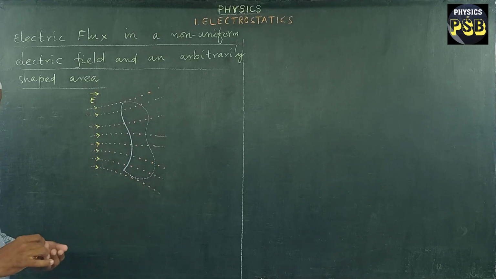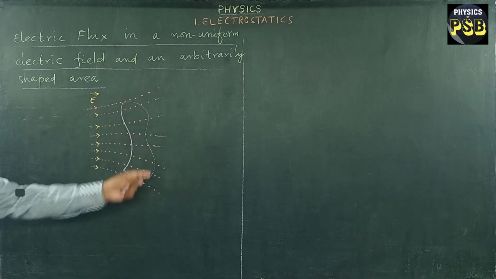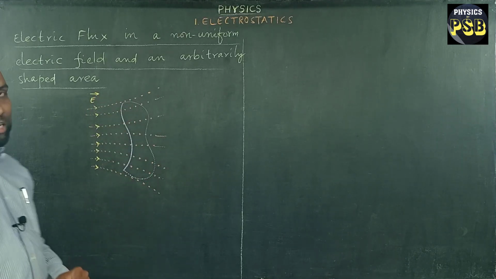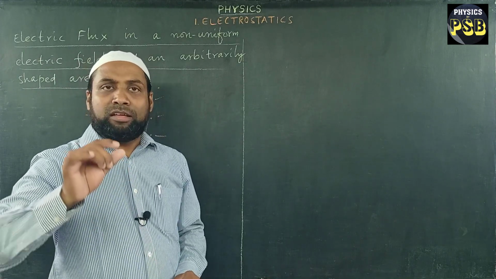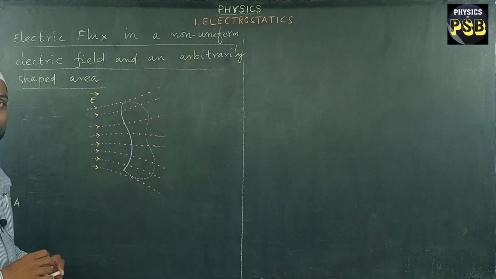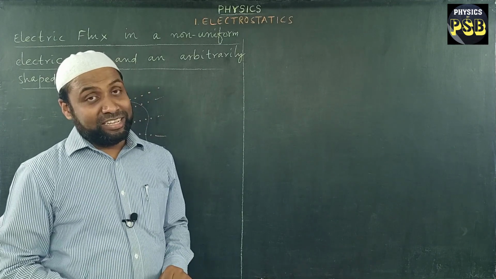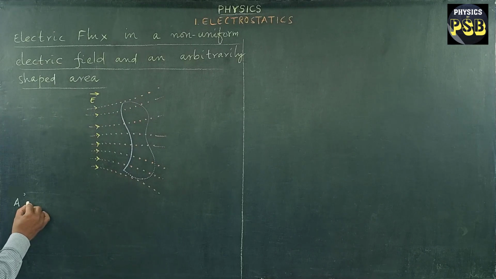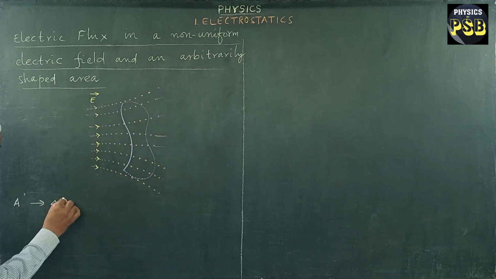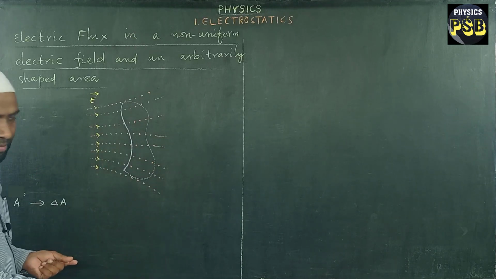Now I'll show you how to get the expression for electric flux for this kind of curved surface. Suppose I consider A as the area of this curved surface. Then, in order to get the expression for electric flux, I divide this curved surface into a large number of segments, each having area delta A.